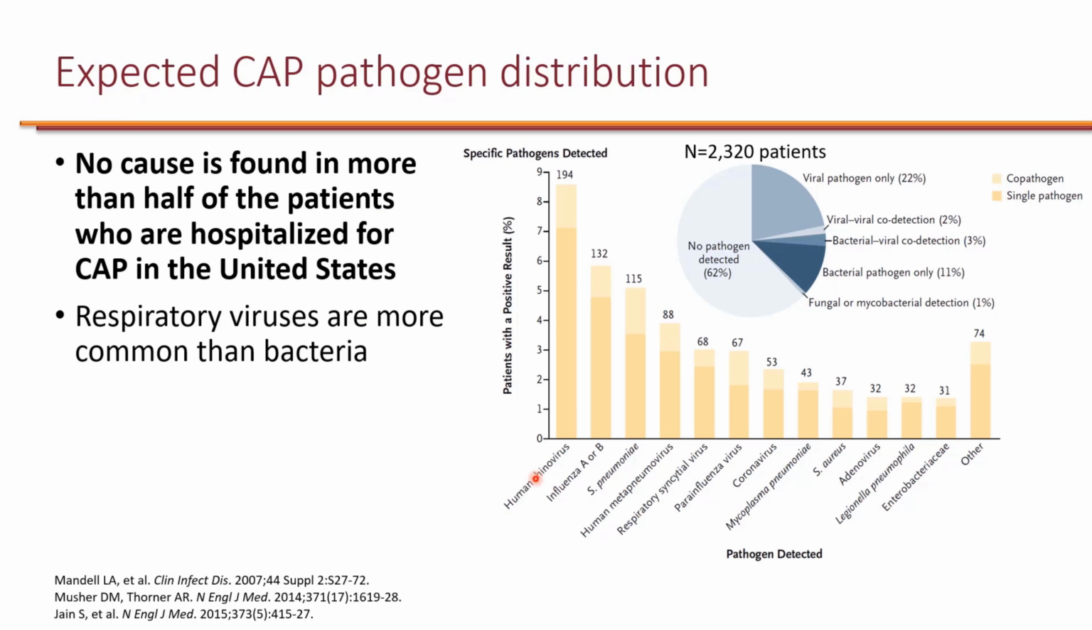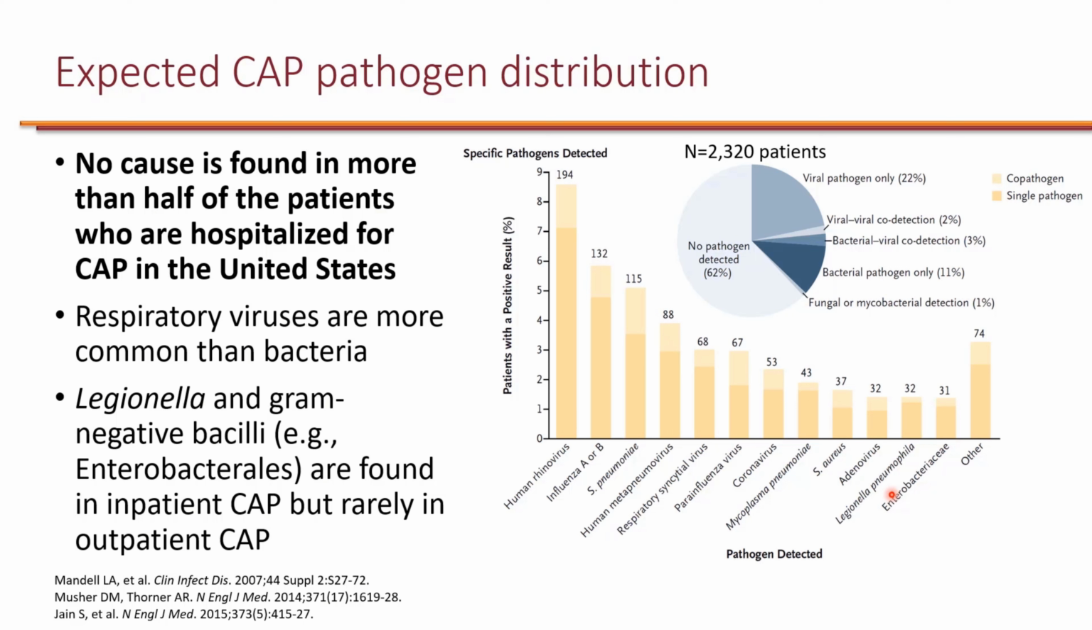So you can see here human rhinoviruses, influenza, coronaviruses. And while Legionella and Enterobacterales are found among hospitalized patients, really they are rarely found in outpatient community-acquired pneumonia. And what I mean by that is community-acquired pneumonia that's not severe, that can be treated outpatient. And we'll talk more about that shortly.